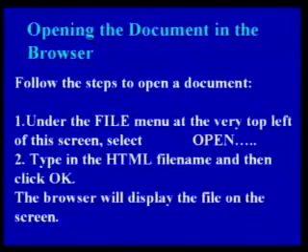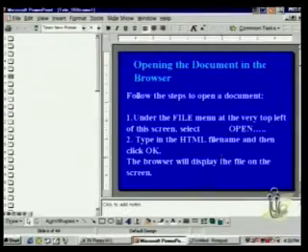Let us now come further. How do you open the document in the browser? The steps for this are shown. Follow the steps to open a document. Under the file menu at the very top left of the screen, select open, type in the HTML file name and then click OK. The browser will display the file on the screen. Let me just show you how this will be seen in the browser window.